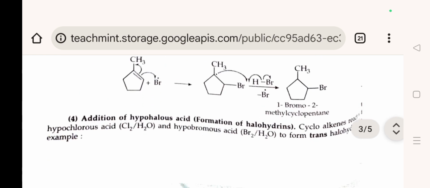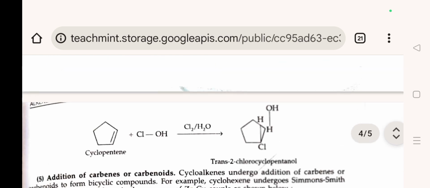Addition of hypohalous acid, formation of halohydrins. Cycloalkenes react with hypochlorous acid and hypobromous acid to form trans-halohydrins. For example, cyclopentene plus ClOH, in the presence of Cl2 and H2O, gives us trans-2-chlorocyclopentanol.